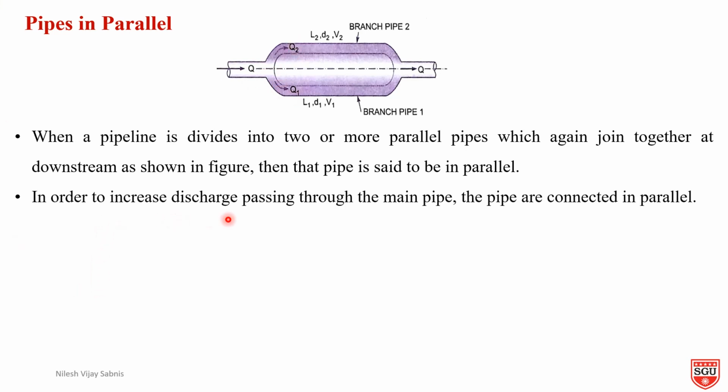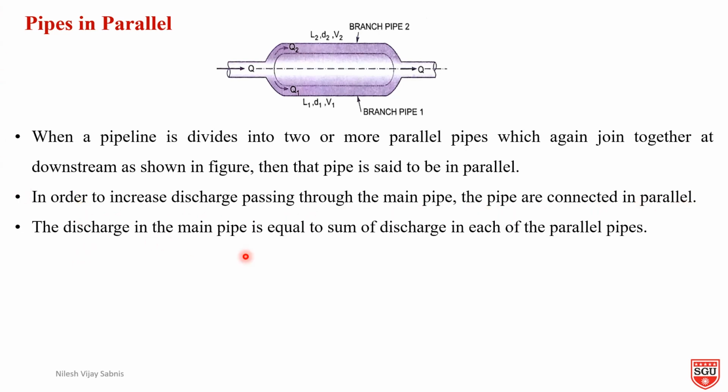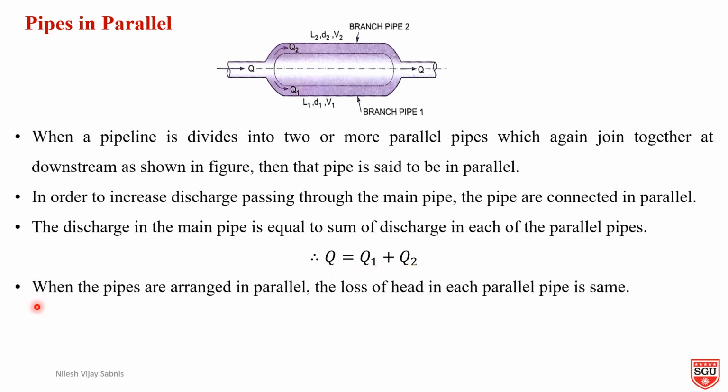In order to increase the discharge passing through the main pipe, the pipes are connected in parallel. The discharge in the main pipe is equal to the sum of discharges in each of the parallel pipes. So as I said before, Q is equal to Q1 plus Q2. When the pipes are arranged in parallel, the loss of head in each pipe is the same. This sentence is important. Whatever loss of head is happening in each parallel pipe will be the same. So HF1 is equal to HF2. So this is the concept of pipes connected in parallel.